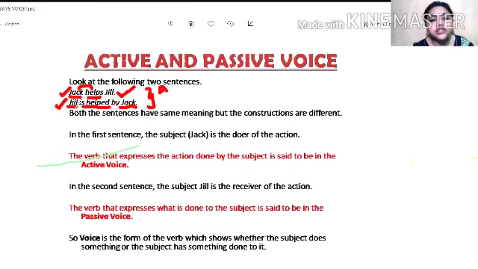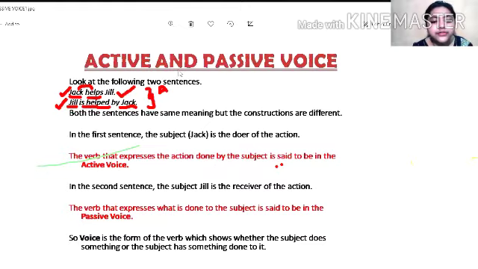In the second sentence, Jill is helped by Jack. Okay. There we can see that the subject is the receiver of the action. Okay. So there the verb that expresses what is done to the subject, the verb which expresses that the subject is the receiver of the action, is said to be in the passive voice.